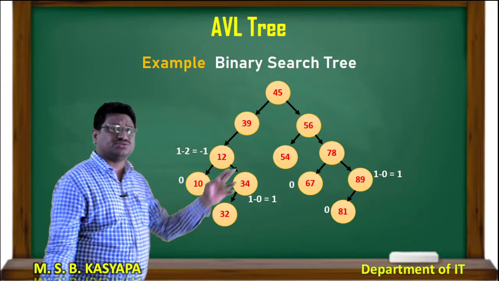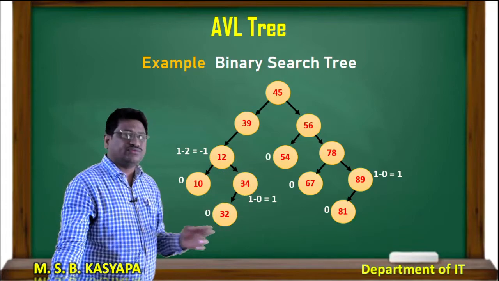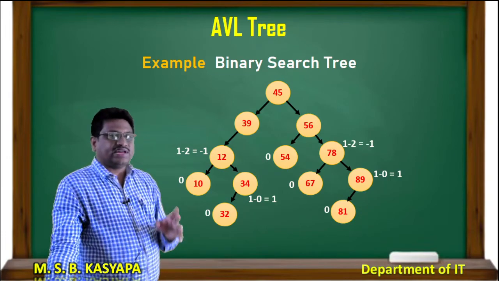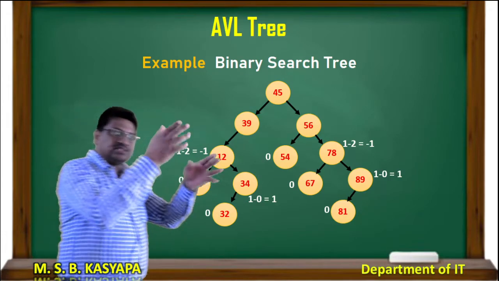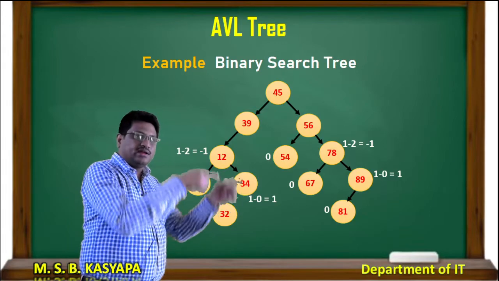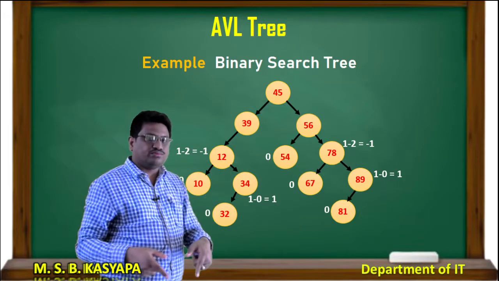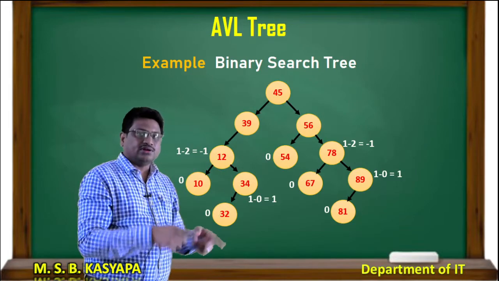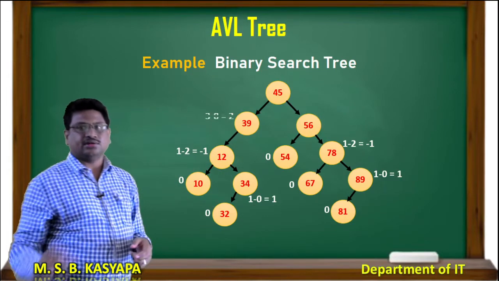Now if I go to the next one, 54, 54 doesn't have any child, so the balance factor is 0. And if we go to 78, it has one left subtree, am I right? On the right subtree I have two edges, 78 to 89, 89 to 81. So 1 minus 2 is minus 1.